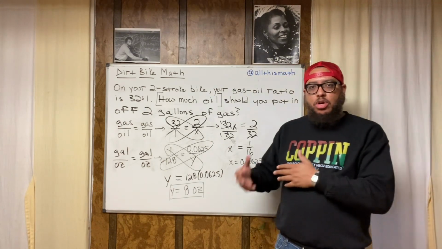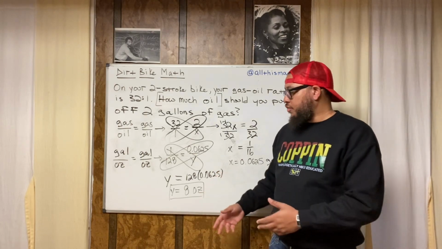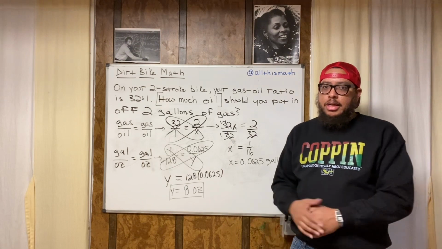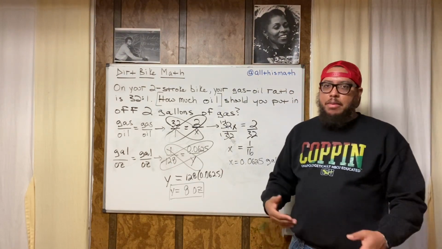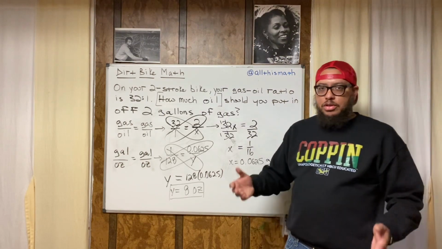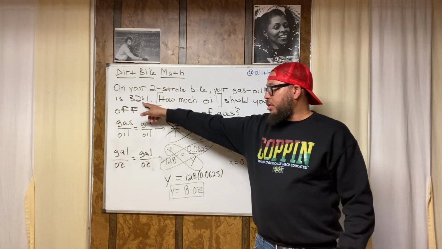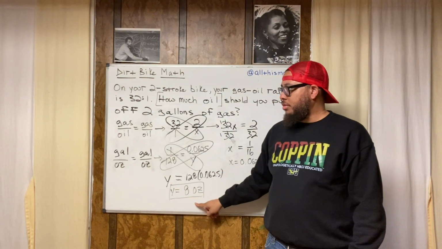Because I'm sure a lot of people just eyeball it. A lot of people just go with their instinct and get intuitive with it. But what math enables you to do is find out the exact numbers. That's the beauty of math, because you don't got to guess. It's not about how you feel. Math is facts over feelings. This is a fact: based on this ratio and this amount of gas, you need 8 ounces of oil.